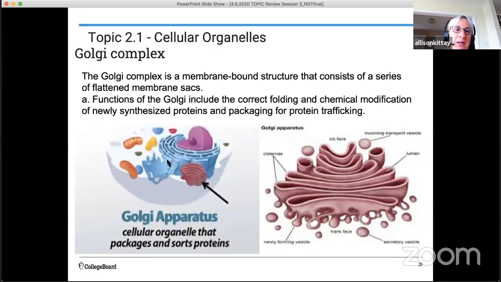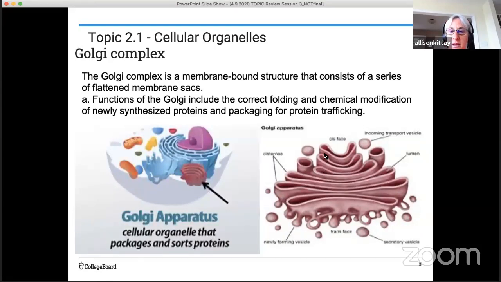So the Golgi complex is made of membranes. It's flattened stacks of membranes. And it also has some vesicles. And one thing I want to point out to you is that it has two sides, the so-called cis face, and this is where all the incoming proteins are received that the Golgi apparatus may be transporting and modifying. And then it has the trans face, which is the shipping face.